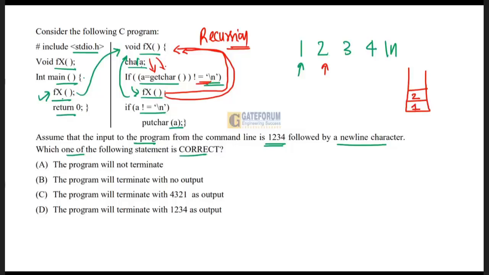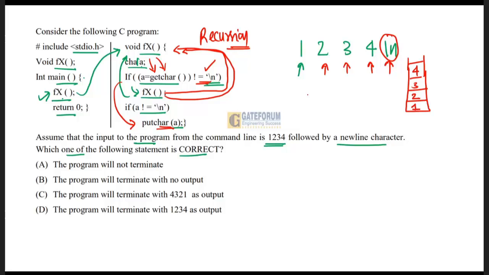Similarly, it will call this function again. We will move here. Again, this function will call. We will move here. So in the stack, 1, 2, 3, 4 is stored. Now, at a particular time, when the pointer moves to the new line, this condition will be false. If this condition is false, it will go to putchar one by one from the data structure. One by one means here we are having a stack, so from this stack it will return all the elements one by one.